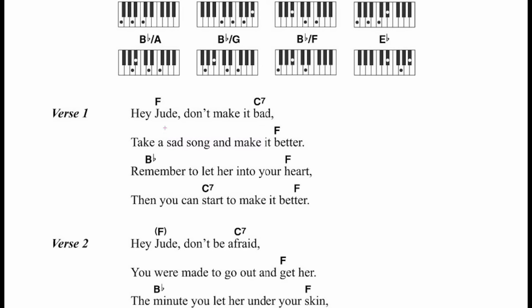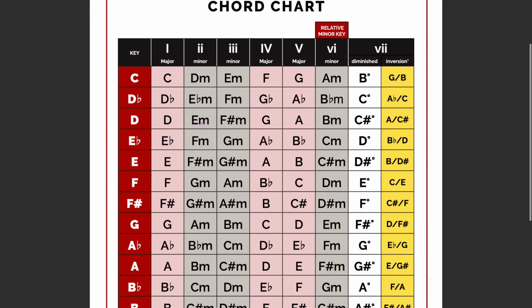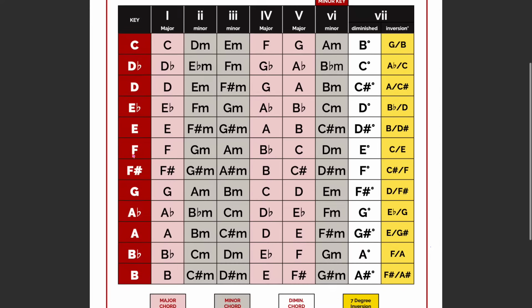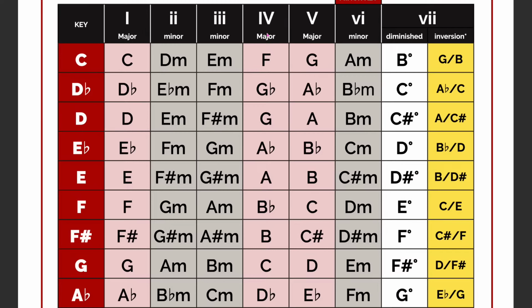Now this song is in the key of F, so let's figure out the Nashville number system for this song. F, C, and B flat in the key of F. Let's open up our Nashville number system chord chart and let's go to the key of F. The first chord we had was an F chord, so that is our 1 chord. The next chord we had was a C chord. That is our 5 chord. Then we had a B flat. That's our 4 chord.